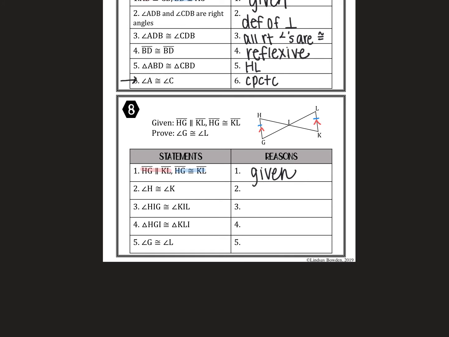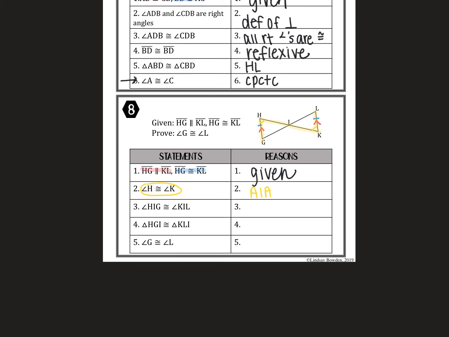Then after that, I need to use that parallel information. So if you highlight your two parallel lines, and then I highlight a side that they both touch, like this, you can see that two angles get outlined, and they said it's H and it's K. So if I mark those, they would be considered alternate interior angles.